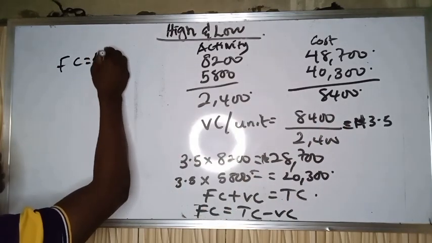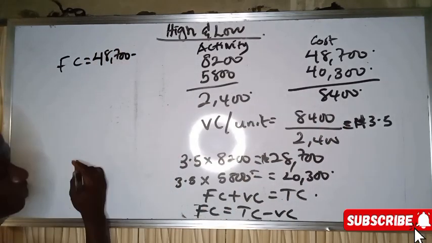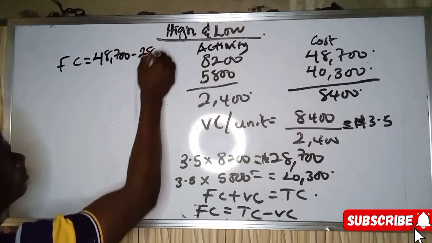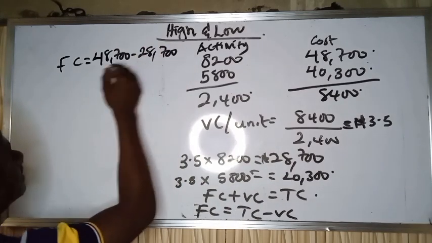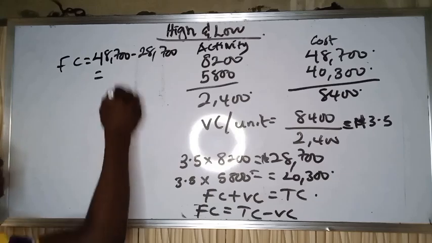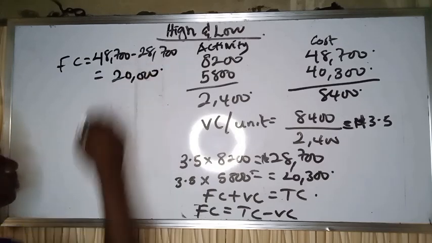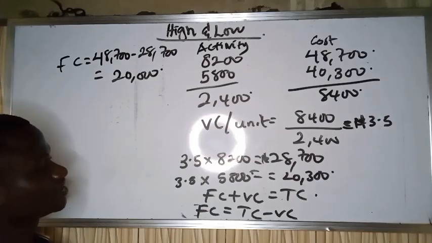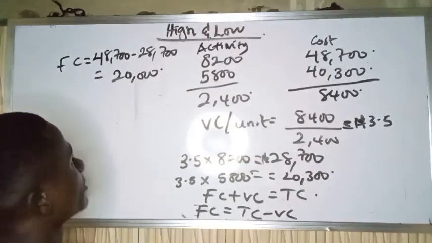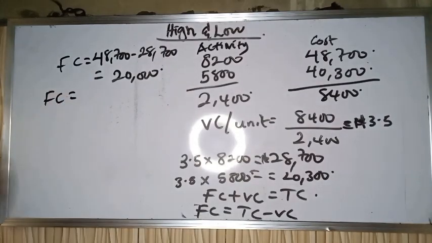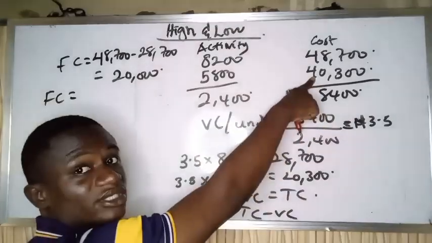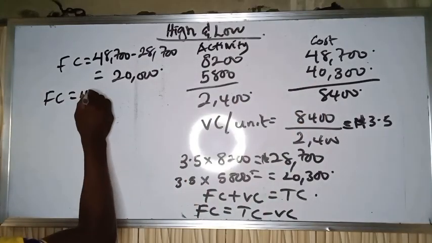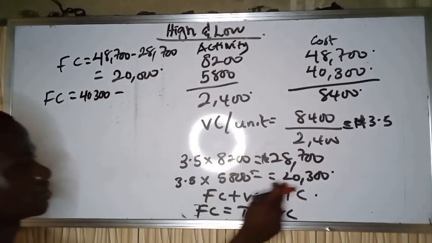So 48,700 total cost minus 28,700 gives us 20,000 fixed cost. Let's do the same thing for the second level of activity and see if we get the same thing. My fixed cost will also be equal to 40,300 total cost minus what's the variable cost?